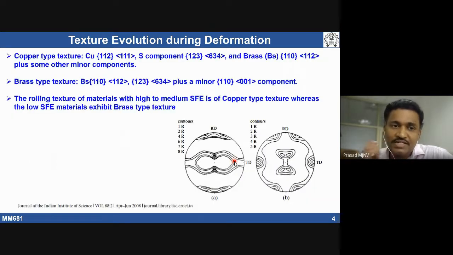We already discussed copper type of texture. Brass type of textures are going to evolve depending on the stacking fault energy of the material. One can see the pole figure change. By changing the stacking fault energy, we may see a change from copper texture to brass texture in the material during the same amount of deformation.